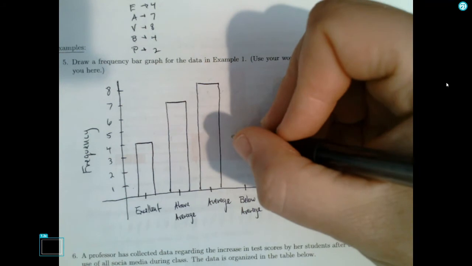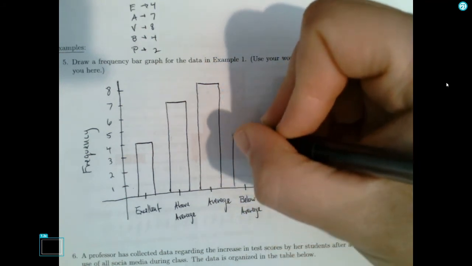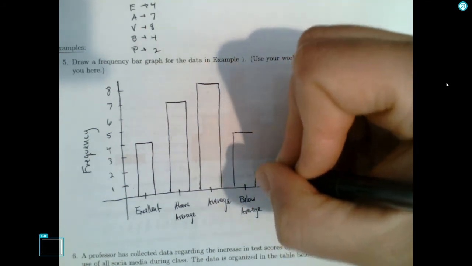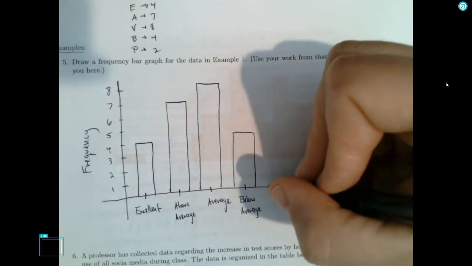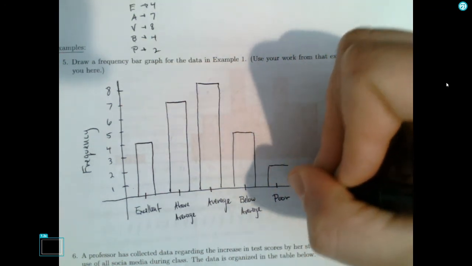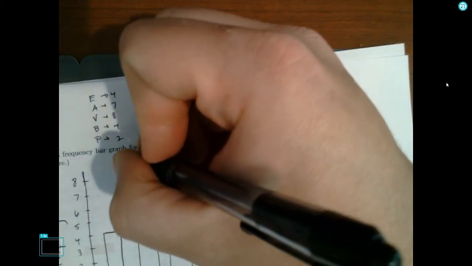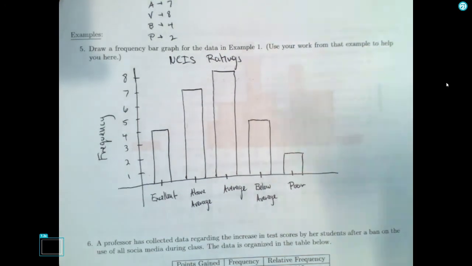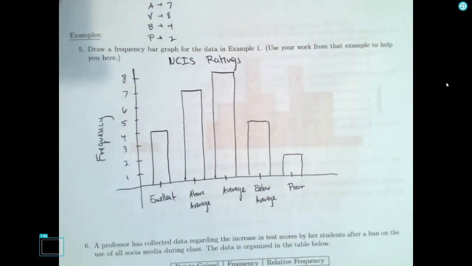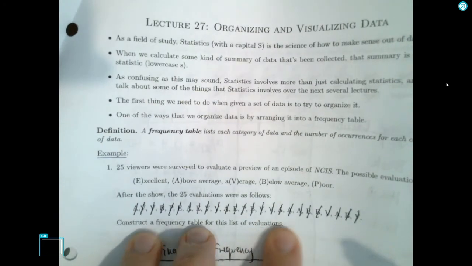Below average was 4. And poor was 2. Okay, so as you can tell, maybe we should give this a title. So maybe we should call this NCIS ratings, something like that. But this summarizes so much more nicely the data that was collected than just listing off the observations, right?